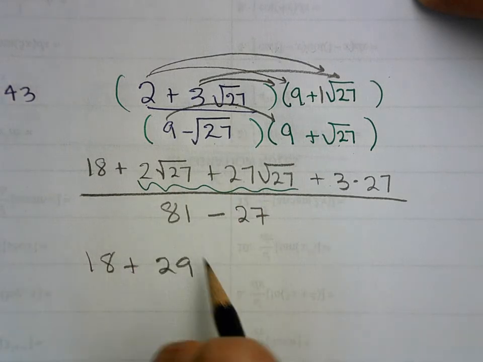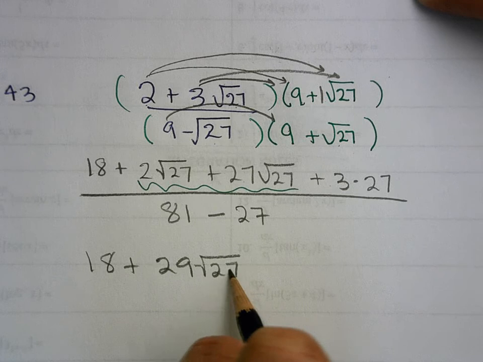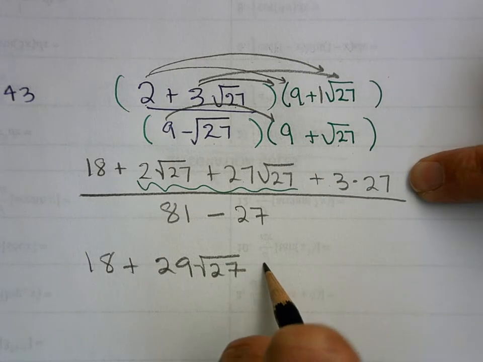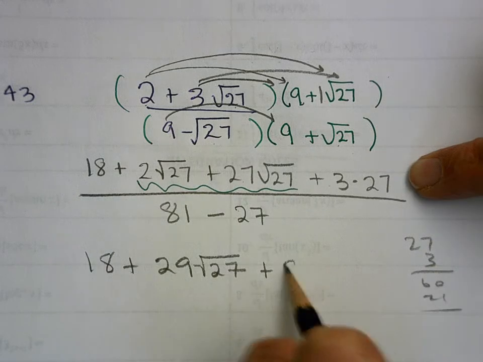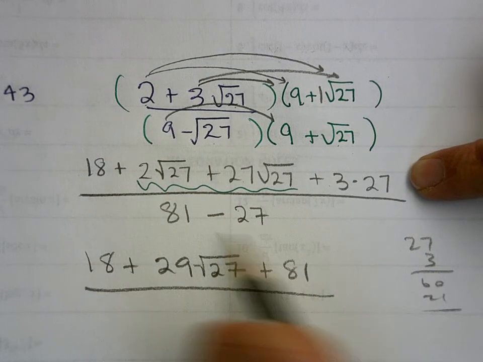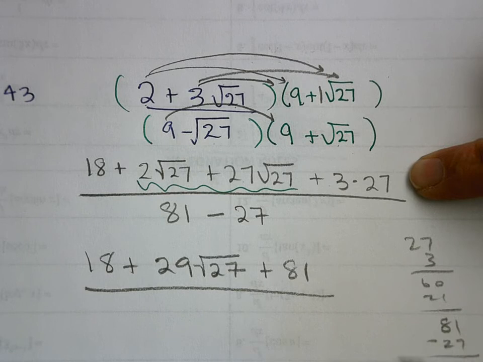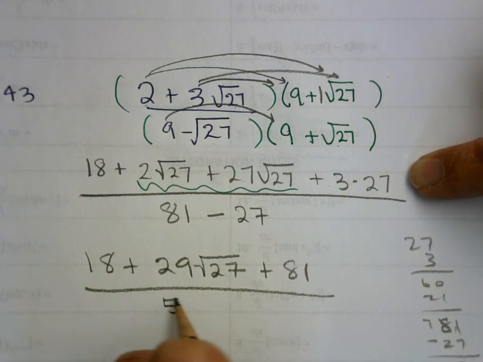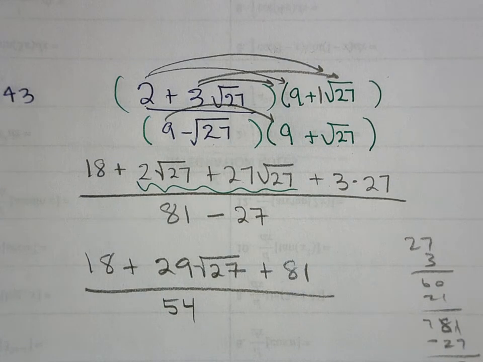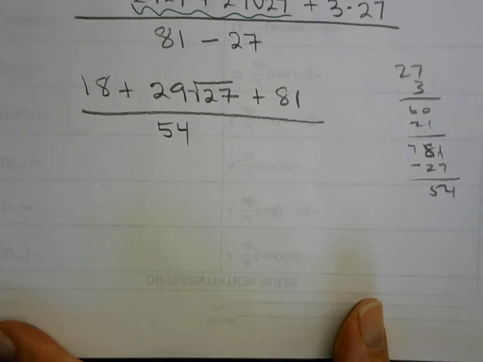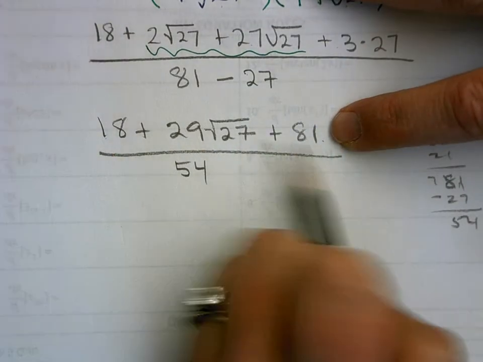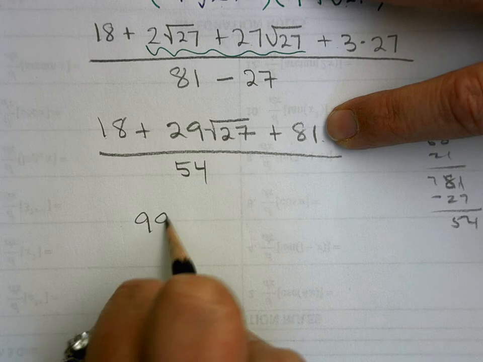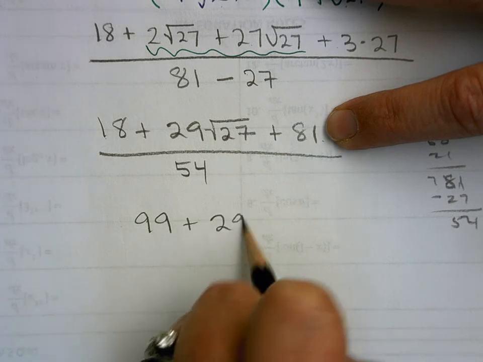So 2 plus 27 is 29, and then I still have the square root of 27. And then 3 times 27, so what is that? So 81. And then now I want to subtract 27, 54. Okay, and then I can still combine and simplify a little bit. So I'm going to combine 81 and 18, so that would be, what is that, 99.